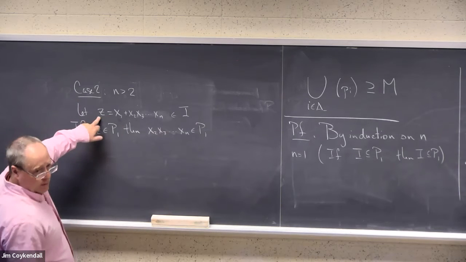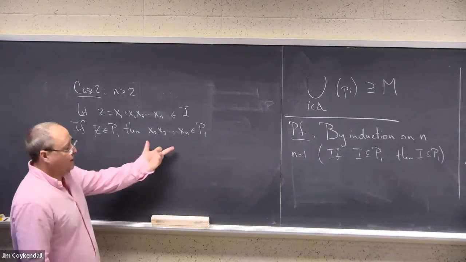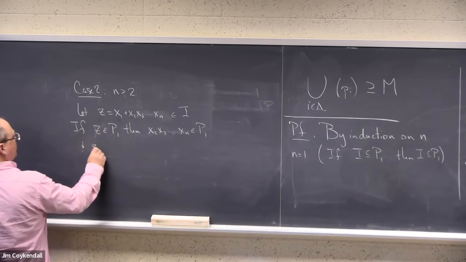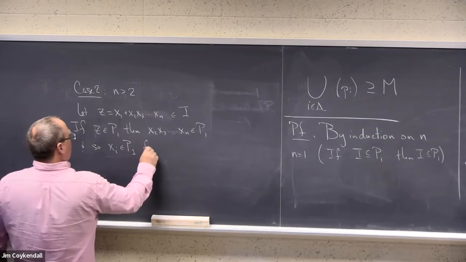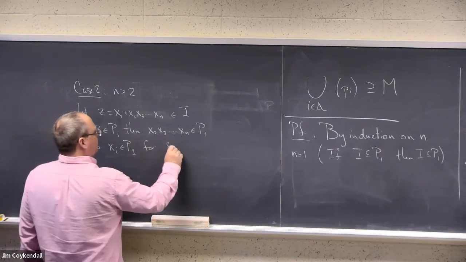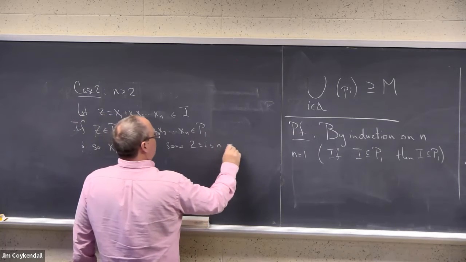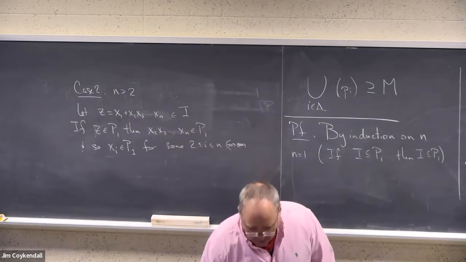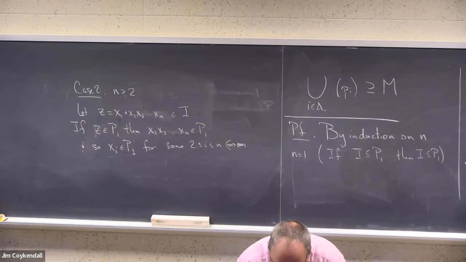Because if this is in P1, the fact that this is in P1 gives you that this product is in P1. And now you have problems. So x_i is in P1 for some i, which gives you the contradiction, right? So actually, that's a key place where we use the fact that P is a prime ideal.